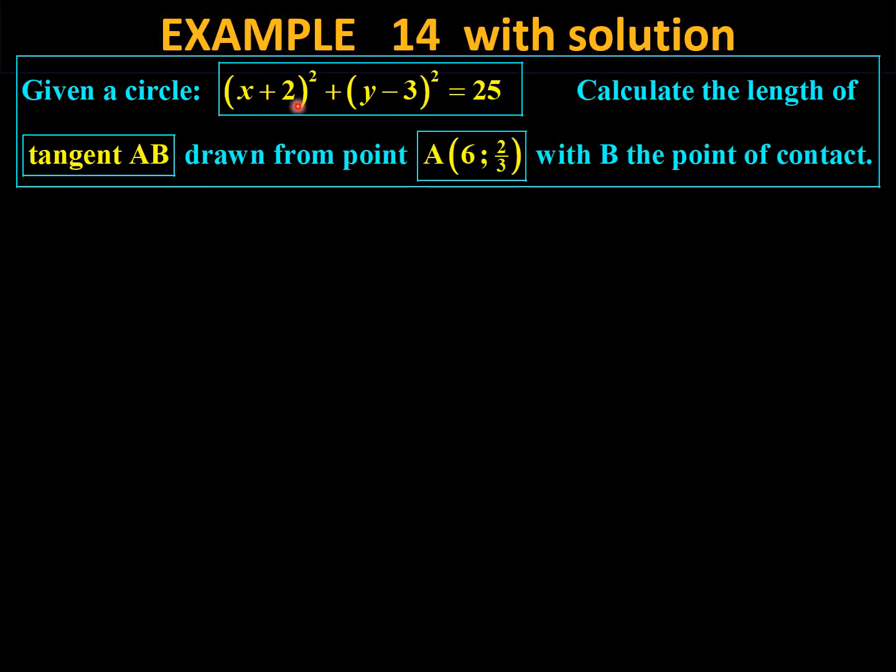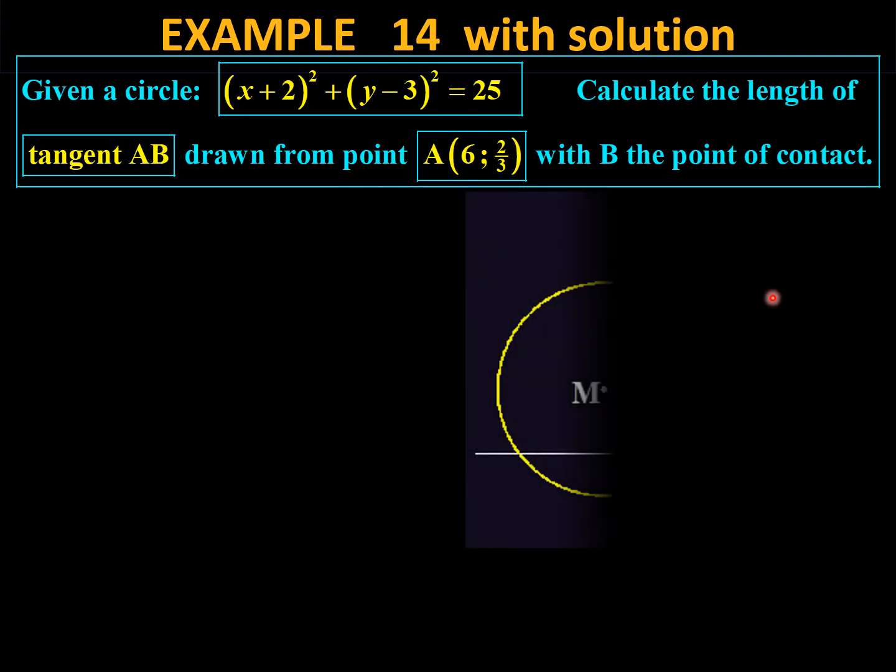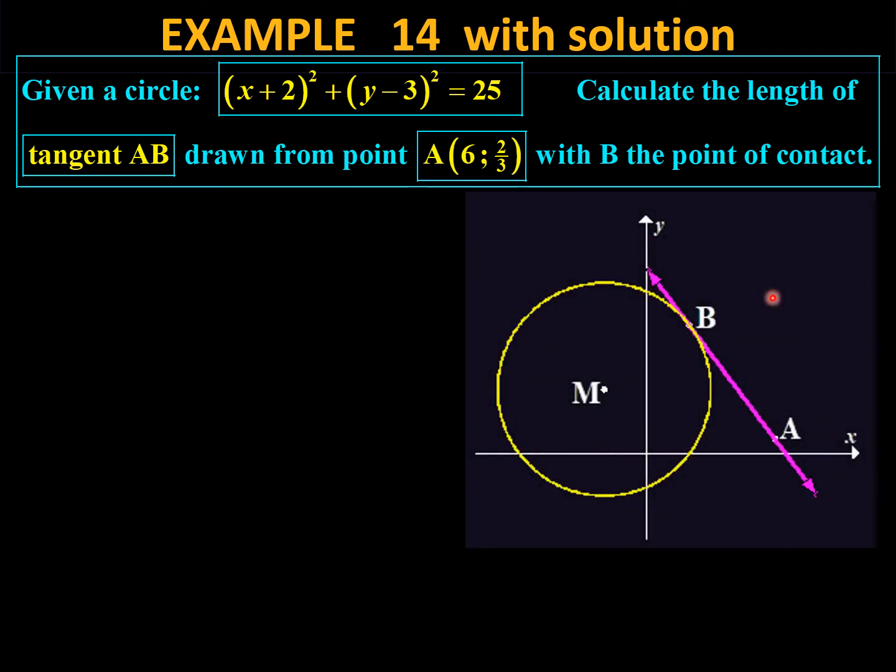We have a circle with a given equation, and we want to calculate the length of the tangent. And this tangent is drawn from point A with B. Let's look at the diagram. So there's the circle, and I want the length of AB. A is given, so let's say that if it's not in your sketch, make sure you've inserted it in the sketch. Now what do we know from that?